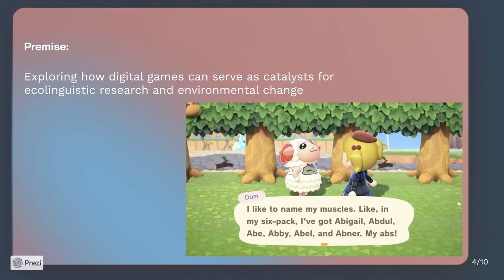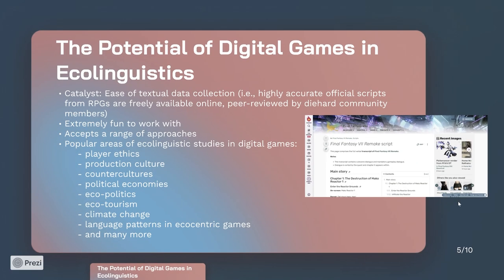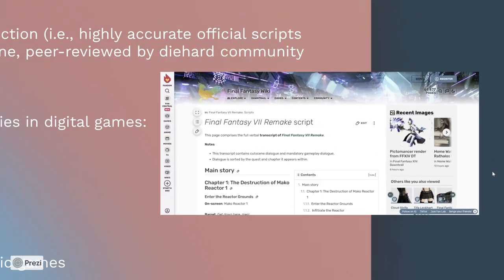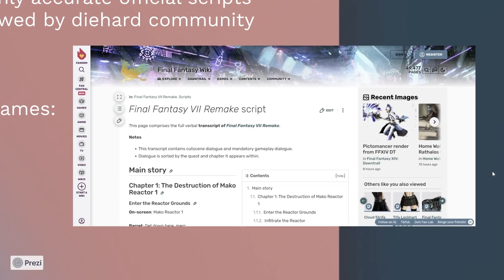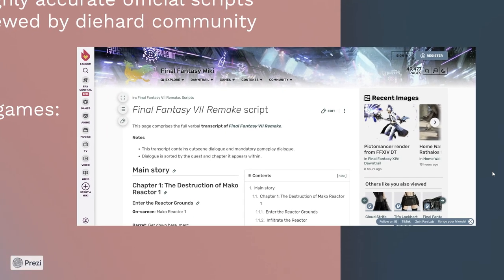Very creative. Alright, so the potential of digital games in ecolinguistics. Okay, so the catalyst part is basically for researchers. For researchers, the catalyst part is the ease of textual and data collection, because all you have to do is go to your favorite game, and then there are some fan sites, right? That basically you can download the whole script from here.